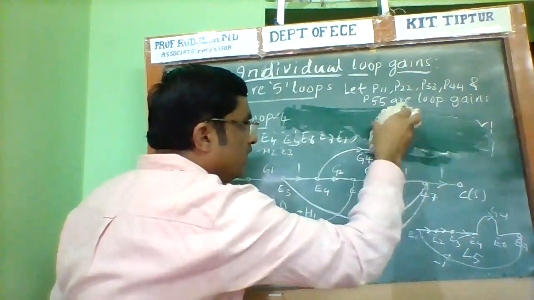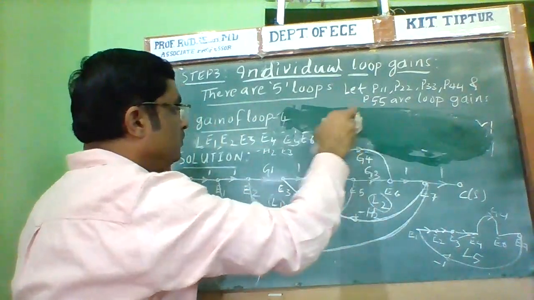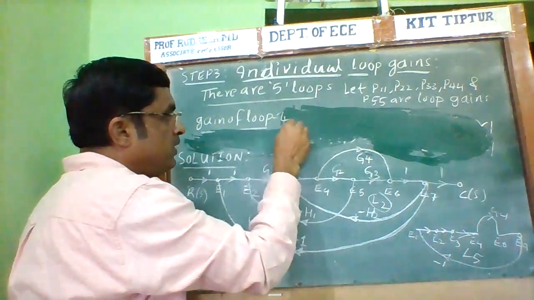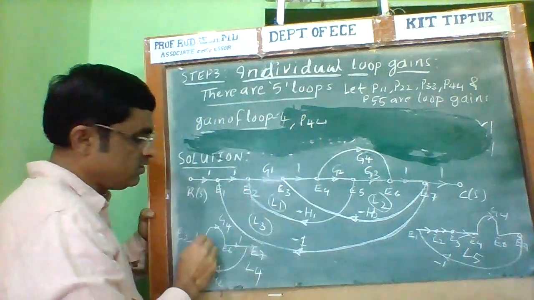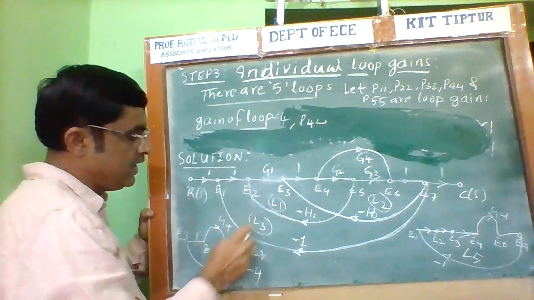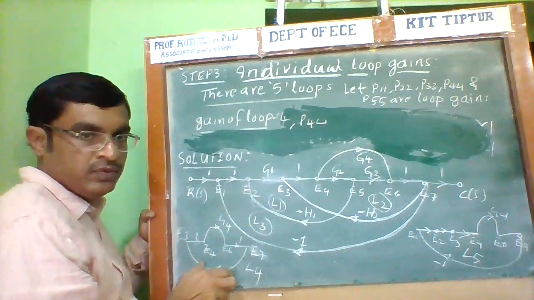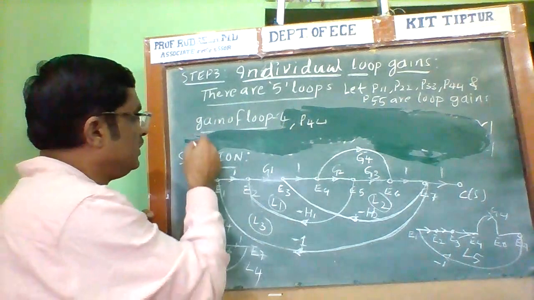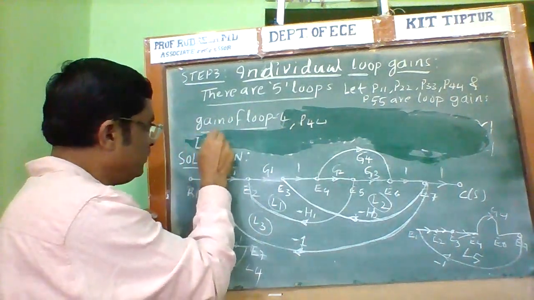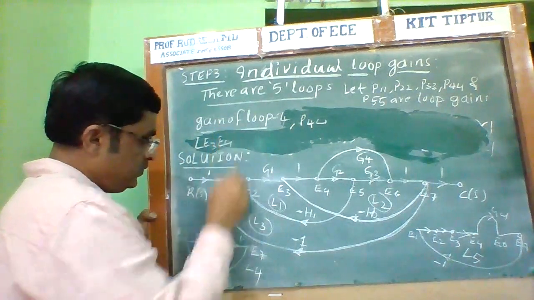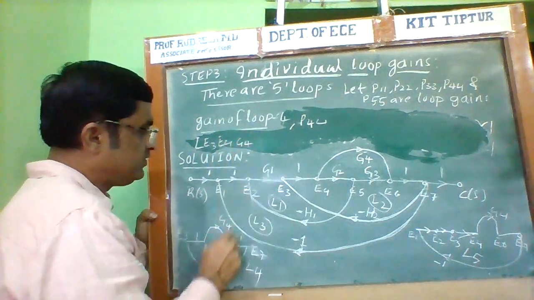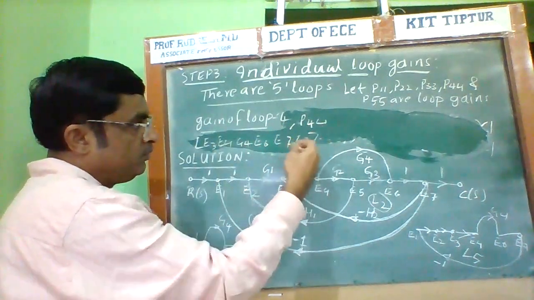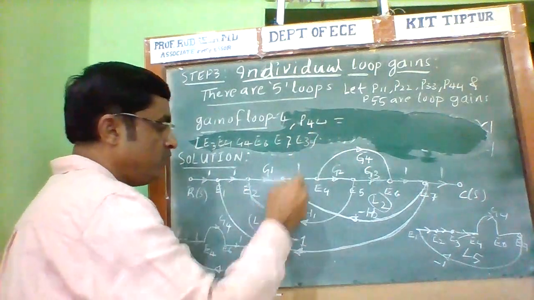Therefore, we need to calculate the gain of loop 4 along with the path, P44. Consider this particular loop and find the gain. The gain means branch transmittance. Gain of the loop is the product of the branch transmittances of the loop. This loop starts from the E3 node, goes to the E4 node, via G4 comes to E6, E7, and comes to the same node. Now this is P44.